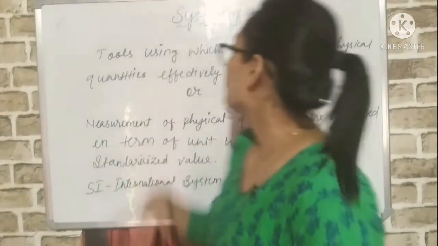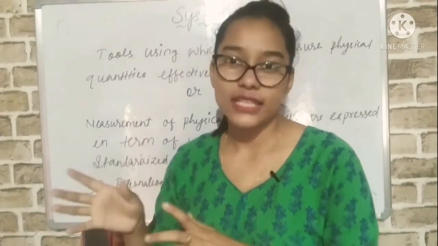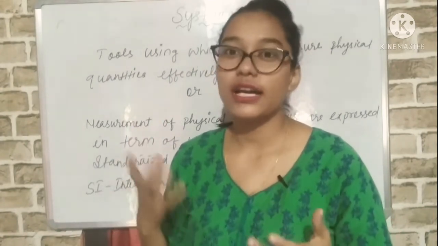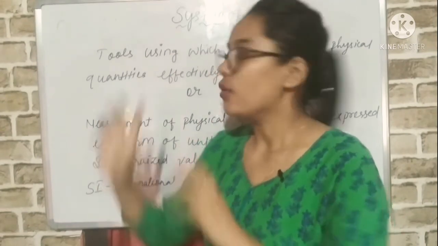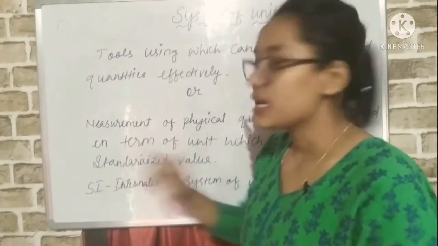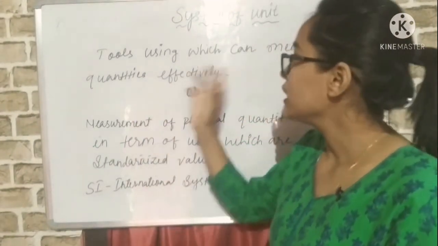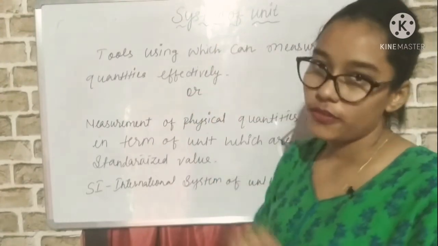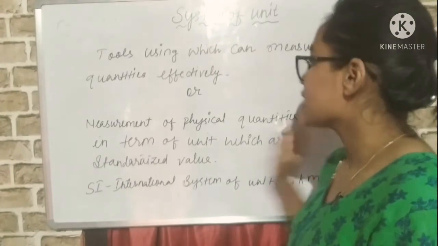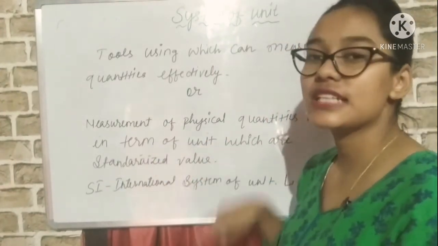We will discuss about system of units. So far we discussed about physical quantities, right? So what were physical quantities? Anything which can be measured are physical quantities. Now, the things or tools which are used for measuring physical quantities effectively are called what? System of unit. Or measurement of physical quantities are expressed in terms of units which have standardized values.